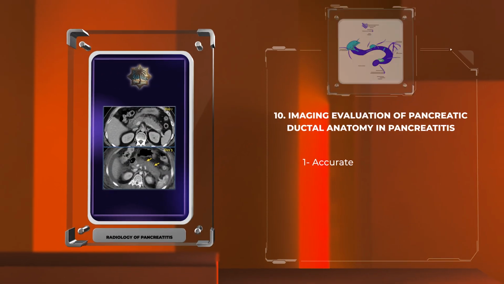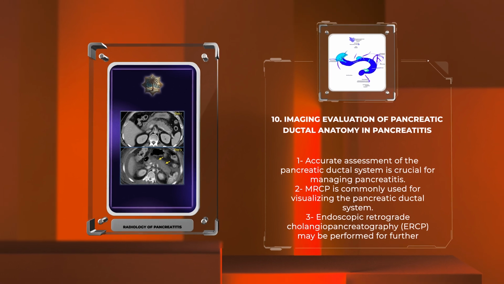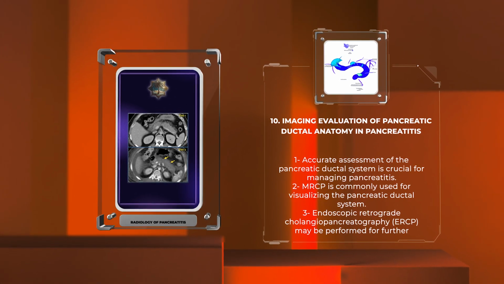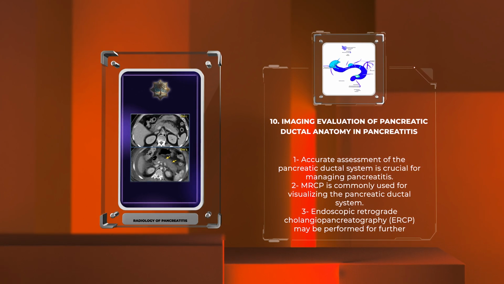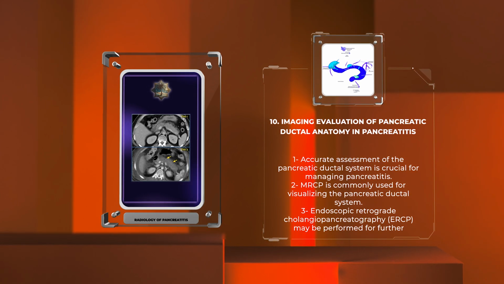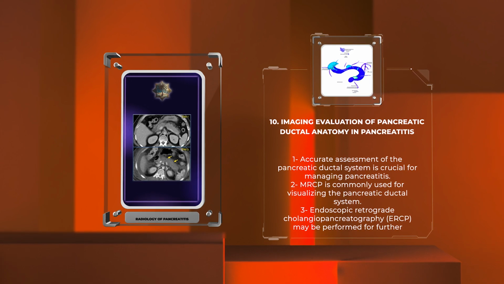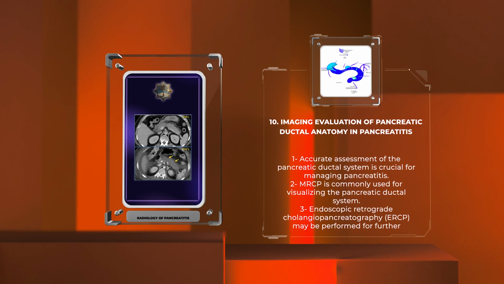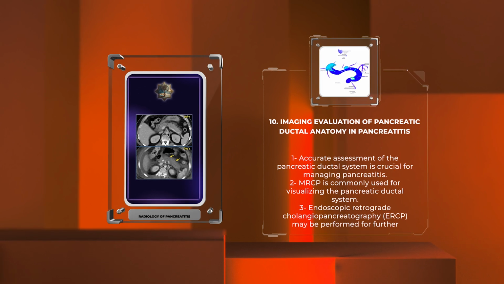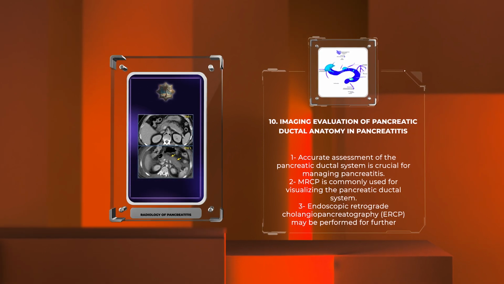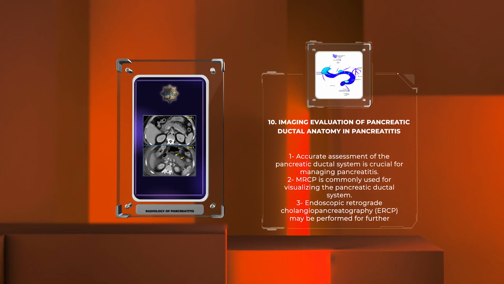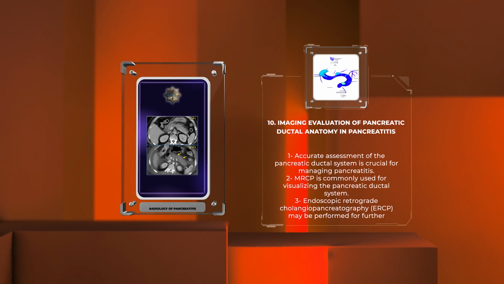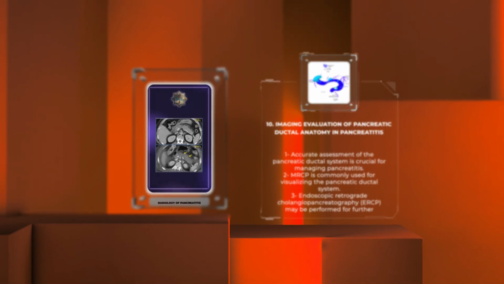Imaging plays a crucial role in the evaluation of the pancreatic ductal system in pancreatitis. Accurate assessment of the pancreatic ductal anatomy and the presence of strictures, obstructions, or leaks are essential for proper management. MRCP, a non-invasive MRI technique, is commonly used for visualizing the pancreatic ductal system. It allows for the identification of strictures, ductal dilatation, or calculi. Additionally, endoscopic retrograde cholangiopancreatography, ERCP, may be performed to further evaluate the ductal system and facilitate interventions such as stent placement or direct ductal visualization.